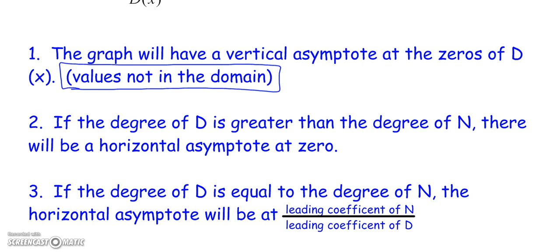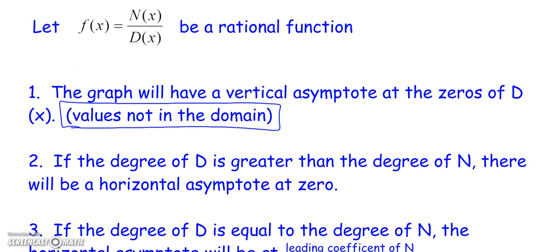Okay. In terms of horizontal asymptotes, you have to look at the degree value. Now remember, degree value is the highest exponent in the numerator or the highest exponent in the denominator. You're going to compare those two. If the degree of the top is smaller than the degree of the bottom, then the horizontal asymptote will be y equals 0.